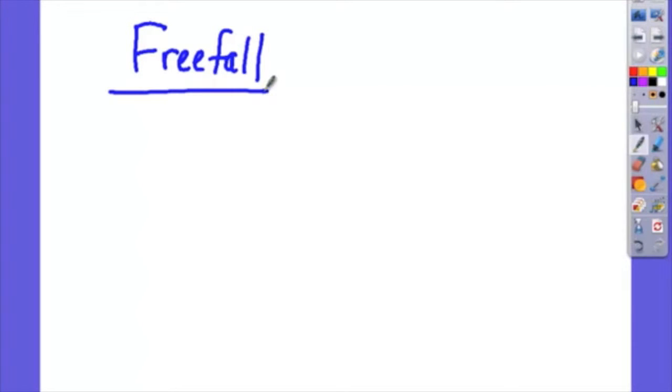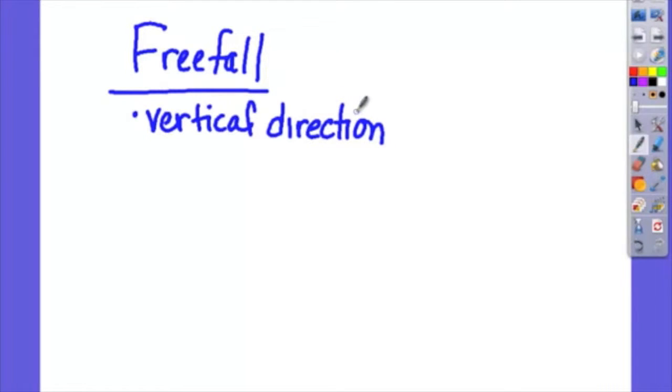Hello, I am hoping to share with you a couple problems that we can do based on the ideas of the motion equations for constant acceleration. Keep in mind that free fall is a vertical direction only. The object is released or thrown, but in any case it is just simply along the vertical axis.